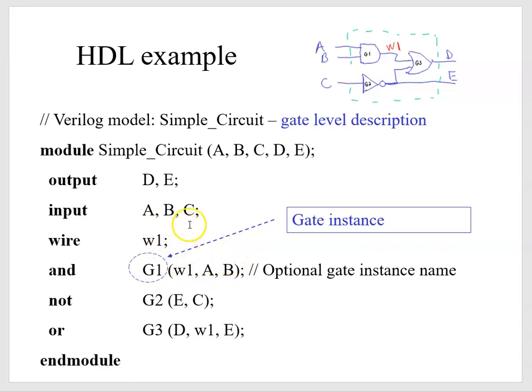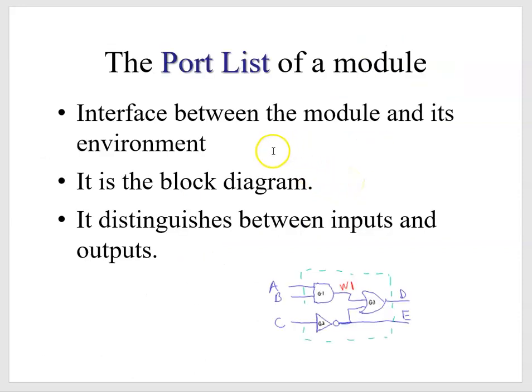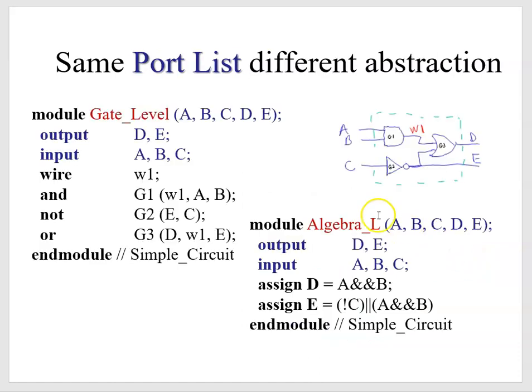And this would then implement, we could take this module, compile it, and synthesize it, and it would create a circuit something like this. So again, the port list of a module is the interface between the module and its environment. It's essentially a block diagram, and we have to distinguish between what are inputs and what are outputs. W1 here is not in the port list.